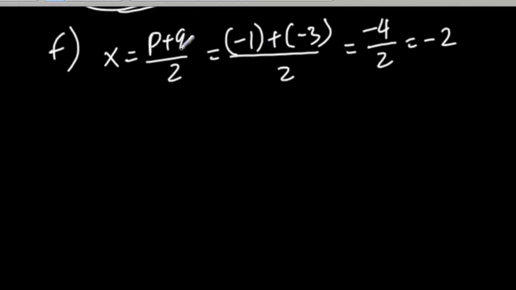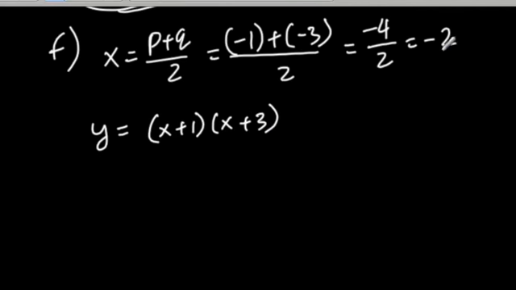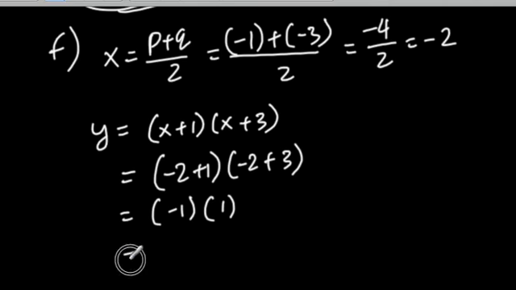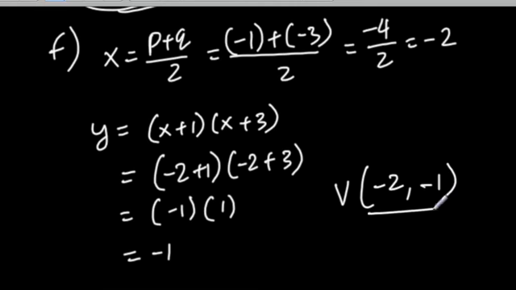To find the y-coordinate of the vertex, here's the equation, x plus 1, x plus 3. We simply take the x-coordinate, plug it in here, and then solve for y. So it's negative 2 plus 1, and negative 2 plus 3. And that's equal to negative 1 times 1, which is equal to negative 1. So our vertex, the x-coordinate is negative 2, and the y-coordinate is negative 1, and that's the coordinates of the vertex.